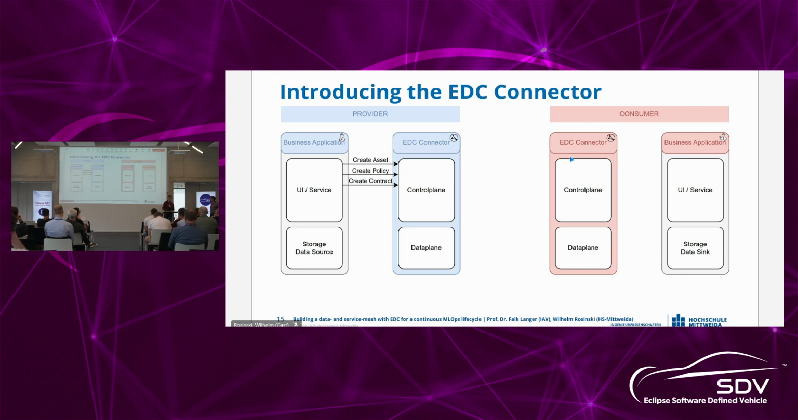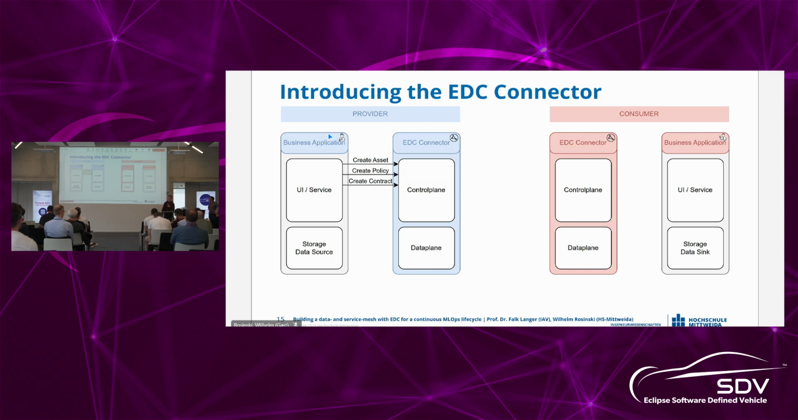Both participants have an EDC connector with a control plane, which handles all the management, and the data plane, which is for the real transfer of the data. Each side has a business application with an interface or any other service, and a data storage. For the provider, it's the data source, and for the consumer, it's the data sink where the data gets transferred to. So the first thing that happens when somebody wants to provide data is that he creates an asset.